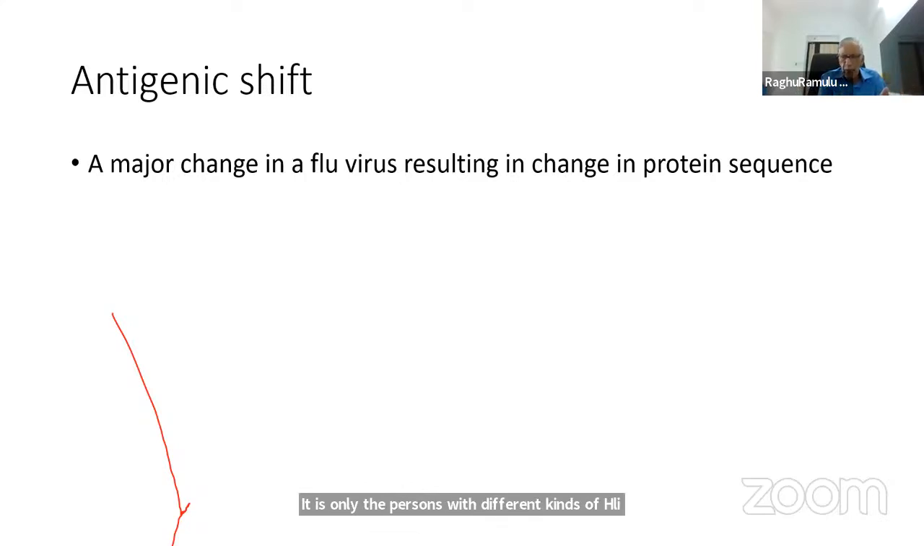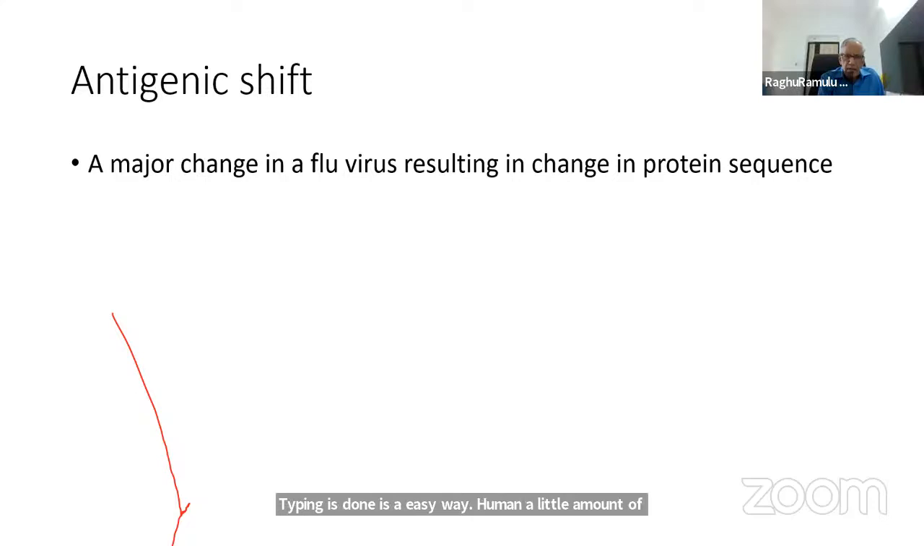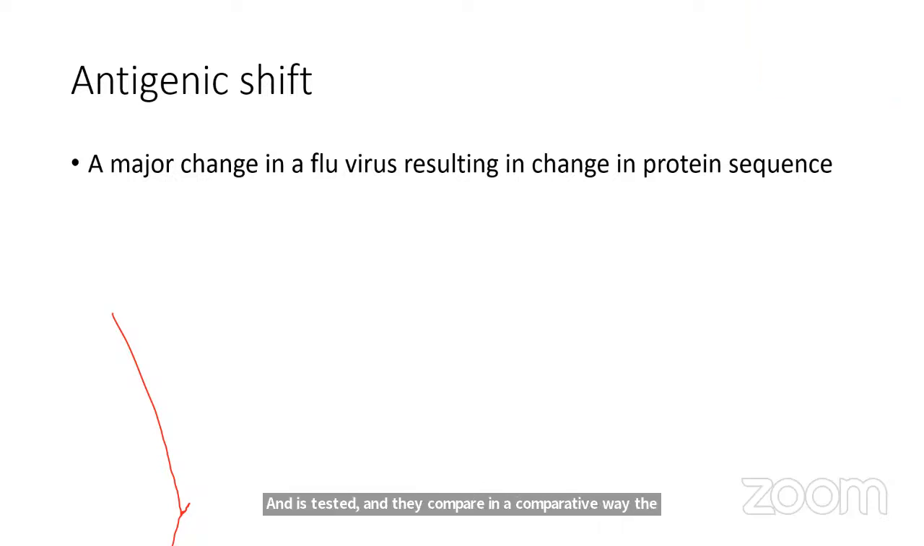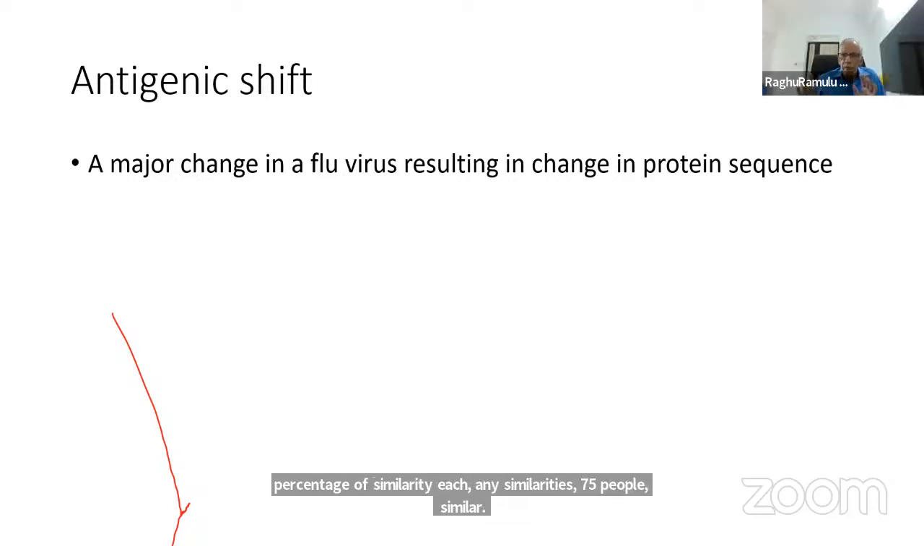Therefore, whenever organ transplantation is done, this foreignness of antigen is measured by means of HLA typing, and HLA typing is done in an easy way. A little amount of blood is taken from human leukocytes, and HLA typing is done, and compatibility of donor and recipient is tested. In a comparative way, if the HLA similarity is 75 to 80% similar, then the organ transplantation is carried on. Otherwise, they have to wait for it.